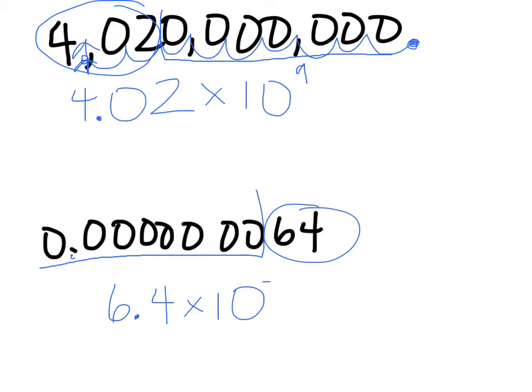Here's where my decimal starts, and then it finishes between the 6 and the 4, because down here I have written 6.4. So I'm going to count the places it moved: 1, 2, 3, 4, 5, 6, 7, 8. So 6.4 times 10 to the negative 8th.